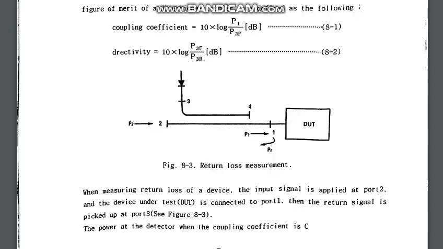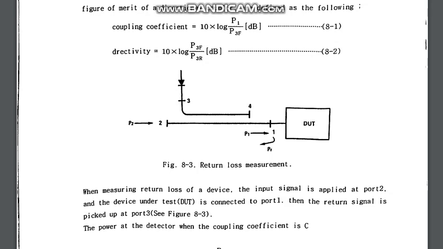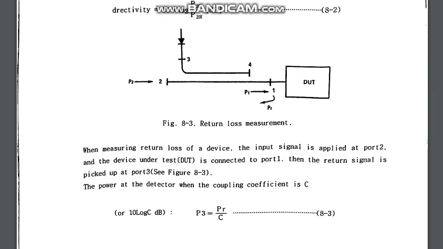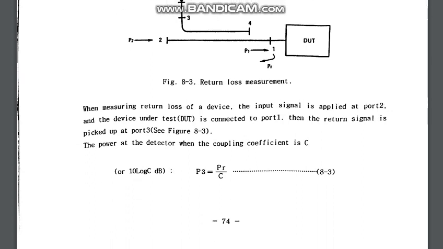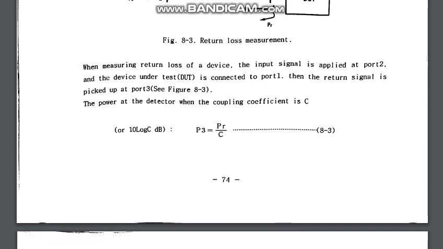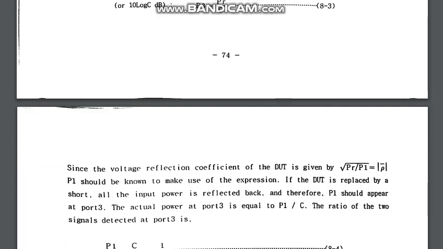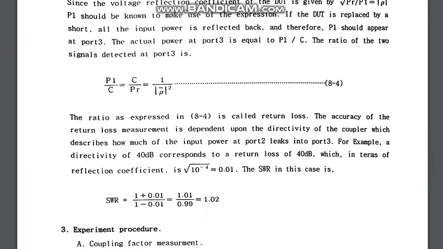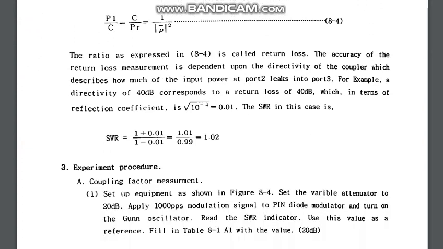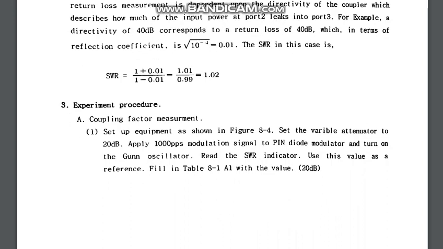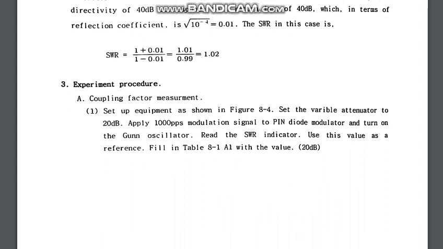Now that is the return loss measurement. To find out the return loss, we can use the device under test, DUT, and the input signal is applied at port 2. The coupling coefficient is C, so P3 is equal to PR divided by C.